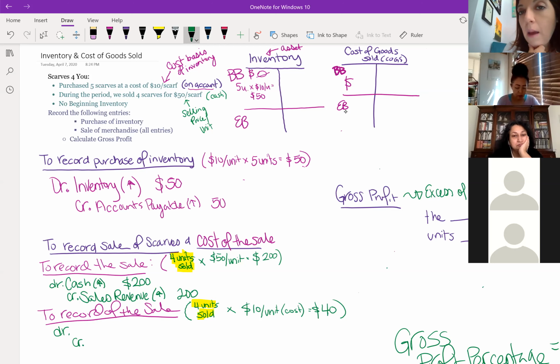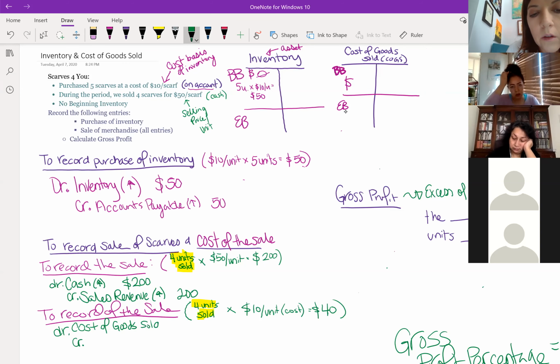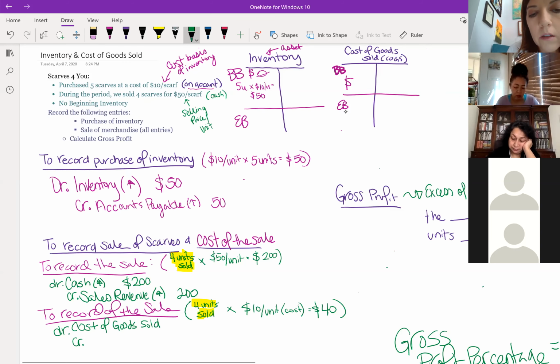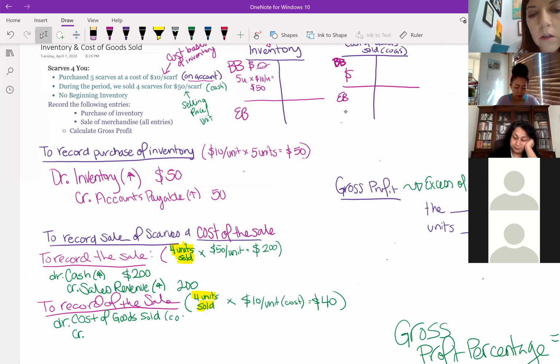So we're going to debit what account? Cost of goods sold. Debit cost of goods sold. I'll write it out this time. So debit COGS, increasing the expense for $40, cost basis of those units sold.